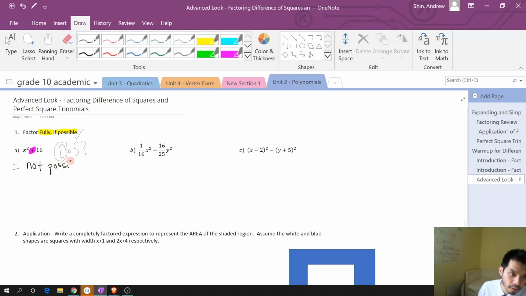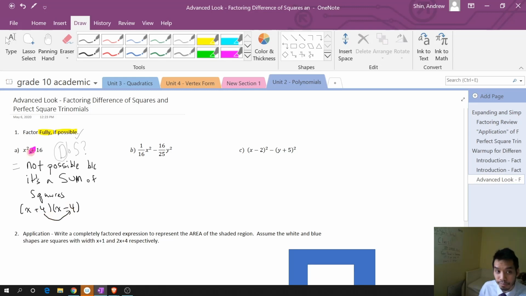Because it's a sum of squares. Now if we were to try to do it with x plus 4 and x minus 4, pretending it is a difference of squares, you can see that this last term here, positive 4 times negative 4, gives us negative 16. We can't get that positive 16.